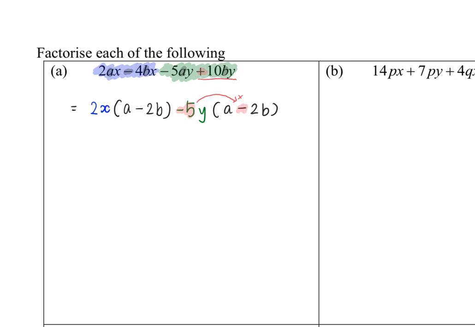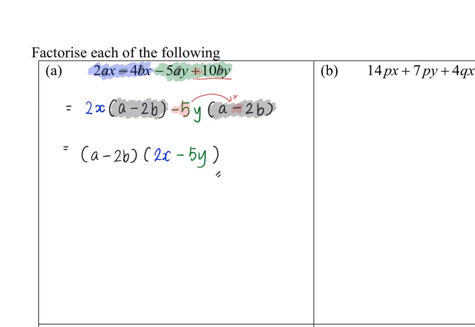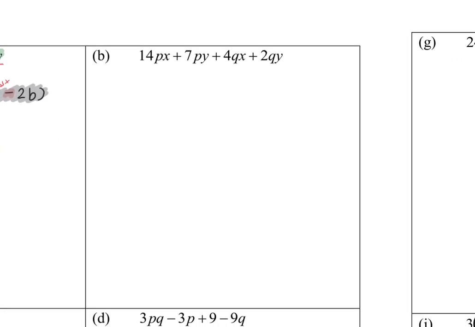Once I have extracted the common factor of these two groups, I realize something. a minus 2b will be my common factor. And I'm left with 2x minus 5y. Let's practice more questions now on part B.